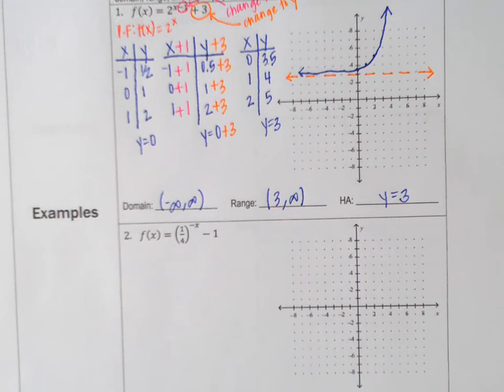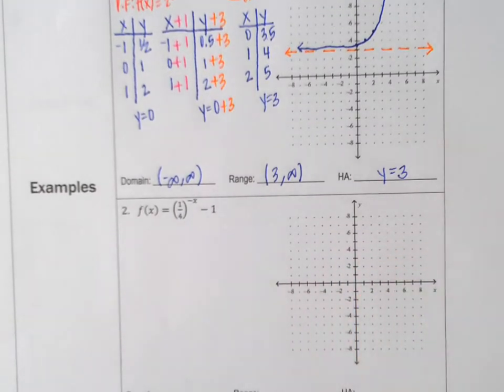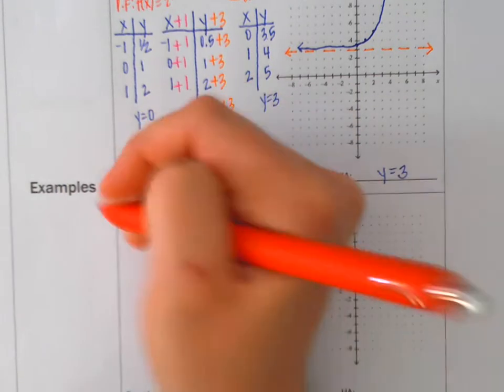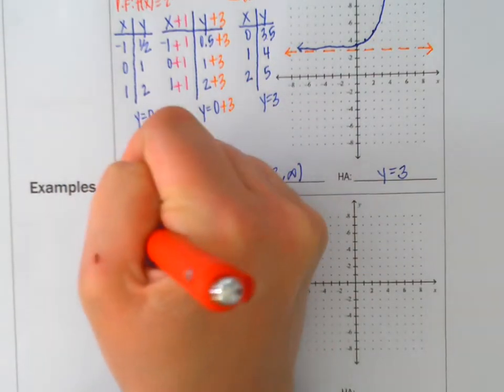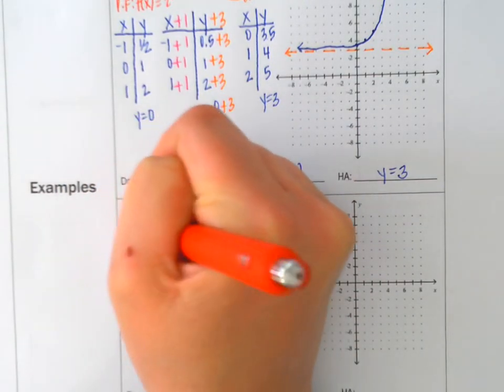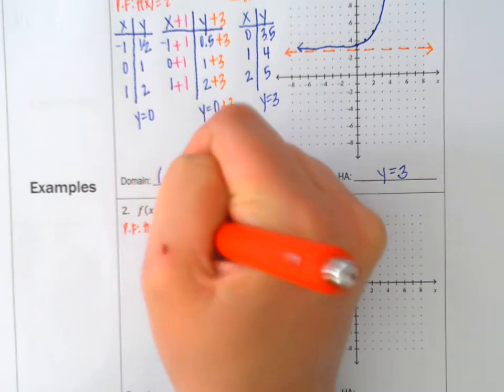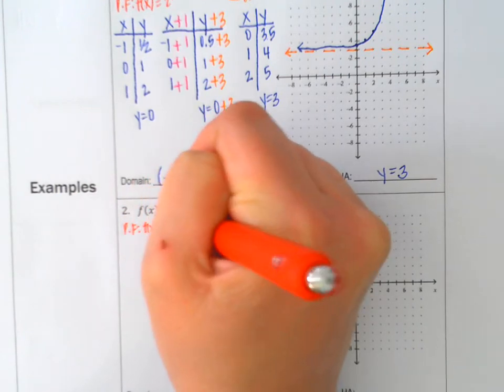Great. Okay, so let's look at number 2. So my base here is a little different. My base here is a fraction, but it doesn't change anything we do when we're setting up, applying our transformations. So my parent function, that's always my starting point. The base is 1 over 4 to the x power.